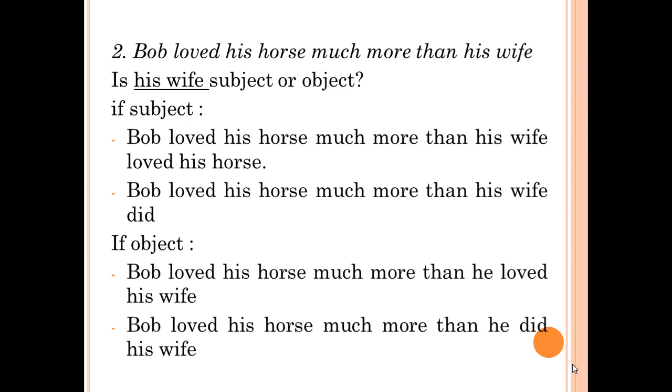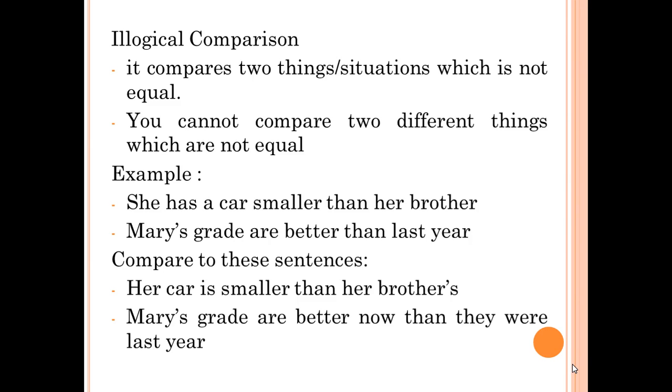Nah, bagaimana kalau misalnya compare si objeknya? Kalimatnya akan menjadi Bob loved his horse much more than he loved his wife. Bob loved his horse much more than he did his wife. Nah, kalau seperti ini, dia lebih kedengaran yang enak ke mana? Si subjek atau si objek? Tentu saja si subjek, karena dia tidak mungkin lebih mencintai kudanya atau lebih sayang kudanya daripada istrinya. Jadi harus dicari tahu itu compare si subjek atau si objek.